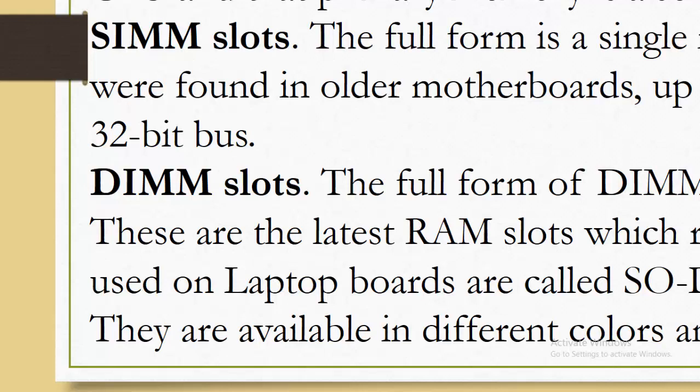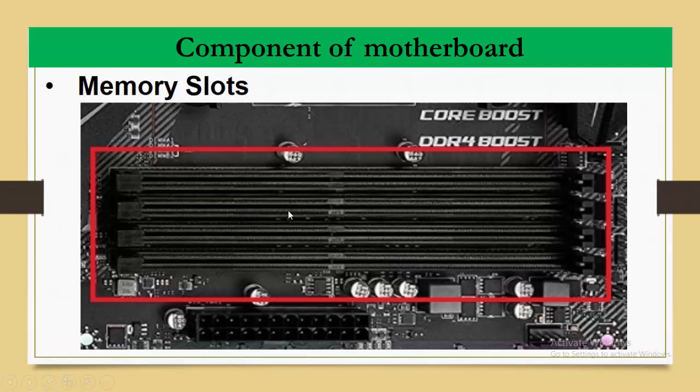Okay, the next one is DIMM slots. The full form of DIMM is double inline memory module. These are the latest RAM slots, which run on faster 64-bit buses. The DIMMs used on laptop boards are called SODIMM memory slots. Okay, students, the memory slot shown in this figure is the DIMM slot.